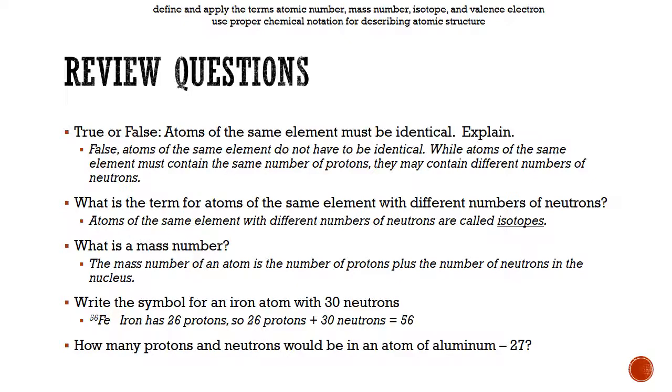How many protons and neutrons would be in an atom of aluminum-27? Looking at the periodic table, you will see that aluminum is atomic number 13, so it would have 13 protons. And then in order to have a mass number of 27, that would mean 14 neutrons, because 13 plus 14 is 27.